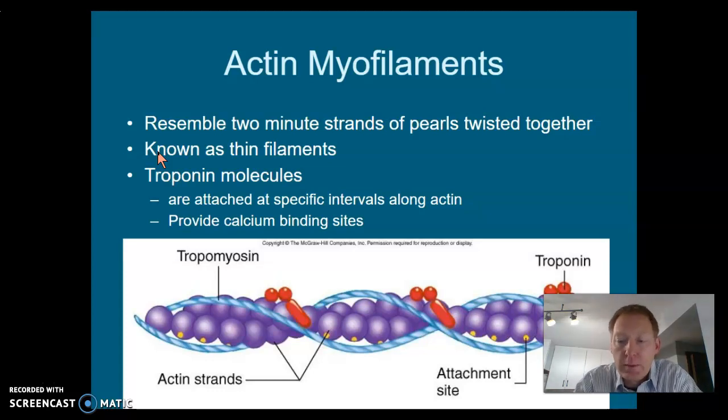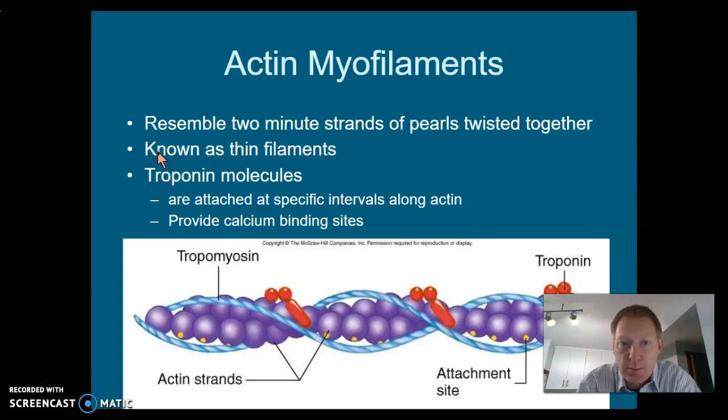So we talked about the two most important proteins that are associated with muscles last time. We talked about actin and myosin. So we're going to look at how these two proteins really work together to help make this muscle work. So we'll start off with actin.